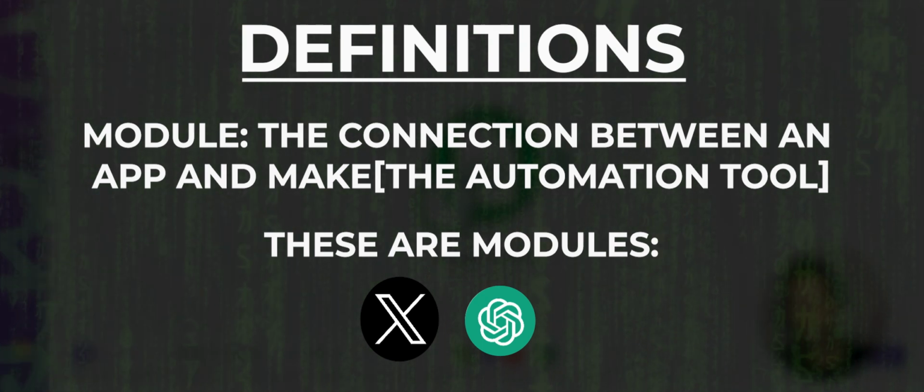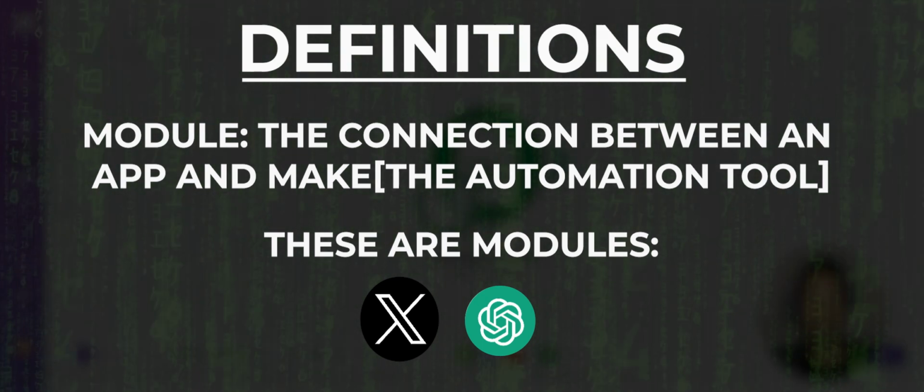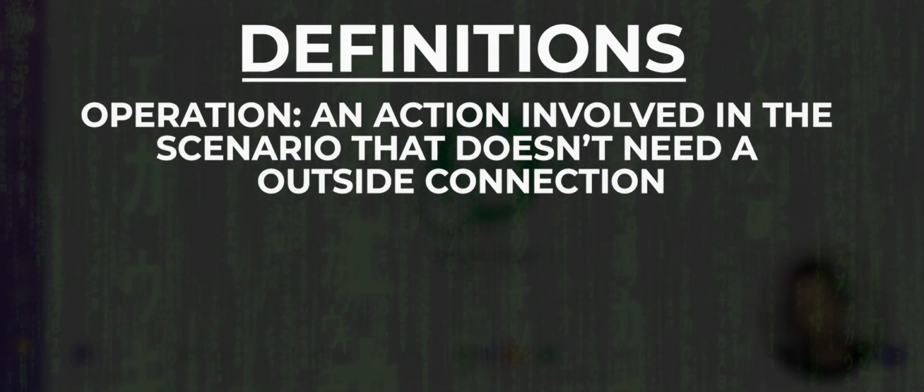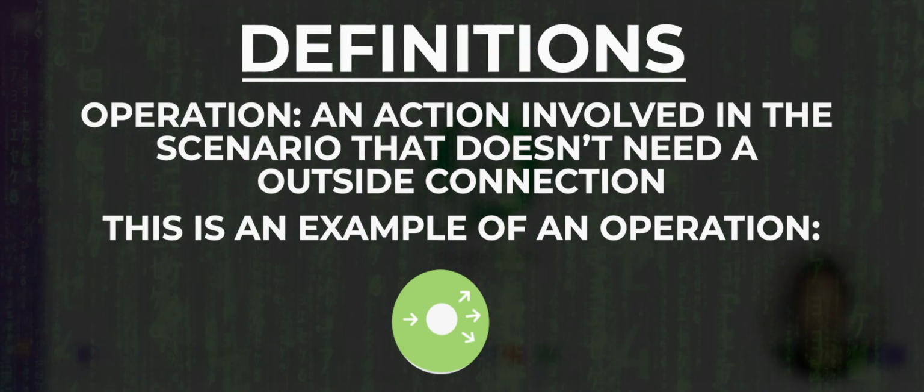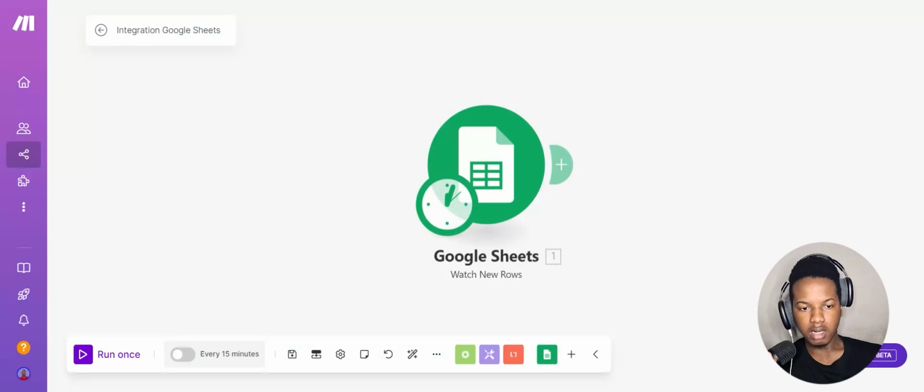The second definition you need to know is a module. A module is basically the connection between the app and Make. And then an operation is a specific action that's involved in the automation scenario that doesn't require a third party connection. So I just want you guys to be familiar with these terms because I'm going to be using them throughout this video. So without any further ado, let's continue to learn something new.